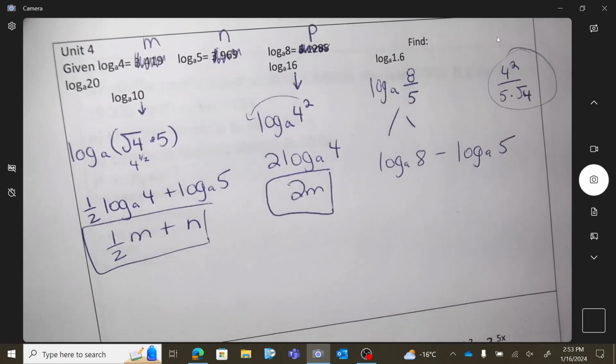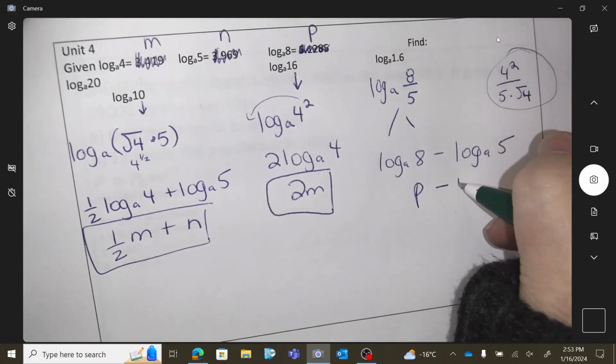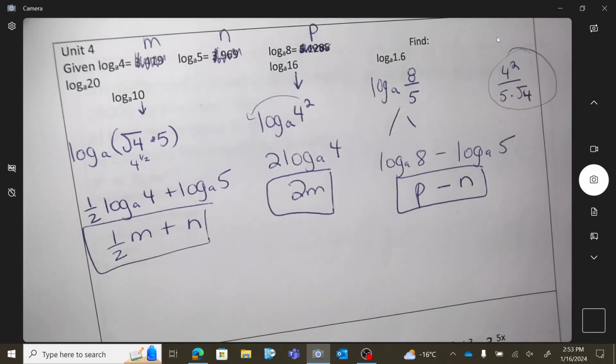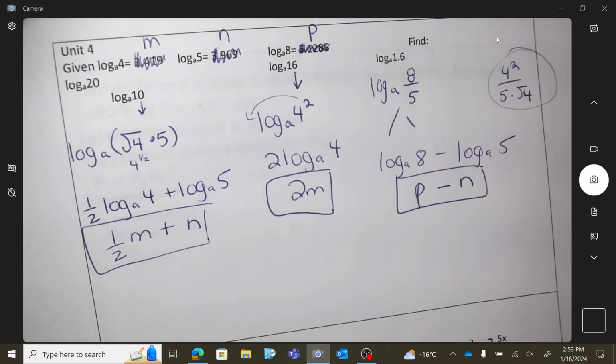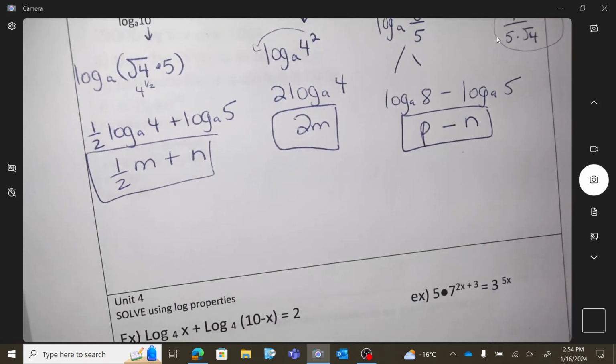Okay, then talk about the rule separation. The division separates with subtraction. Okay, just really fundamentally understanding the rules. Exponents become coefficients, multiplies become adds, divisions become subtracts.